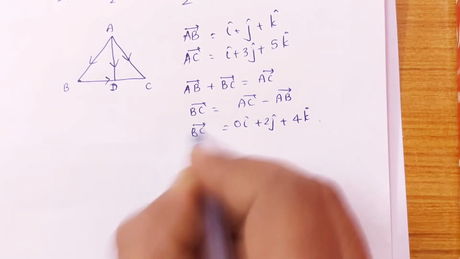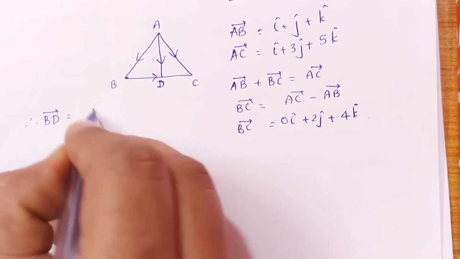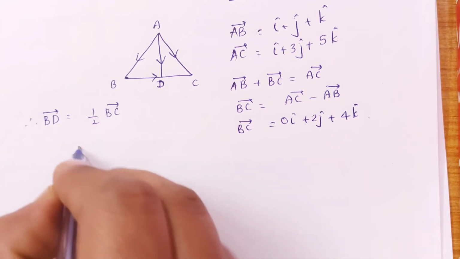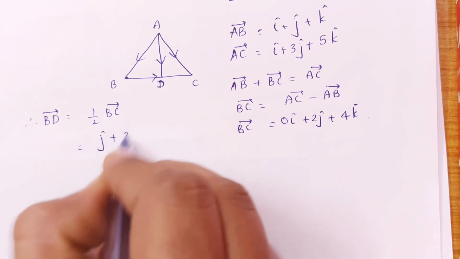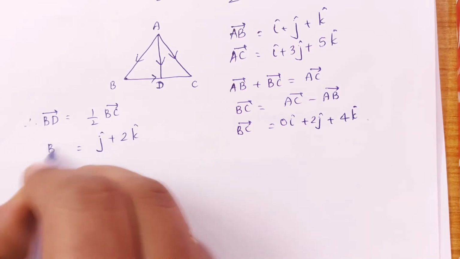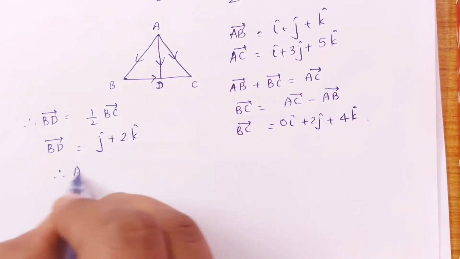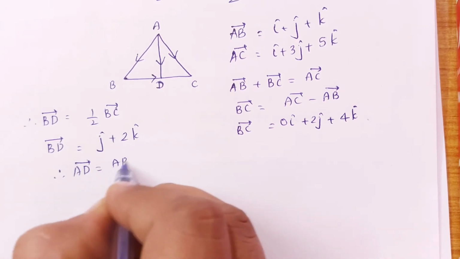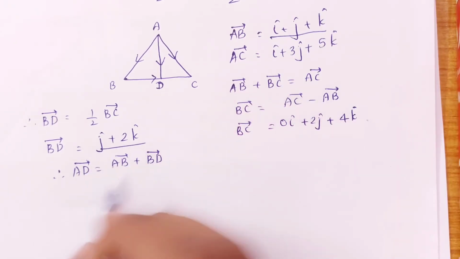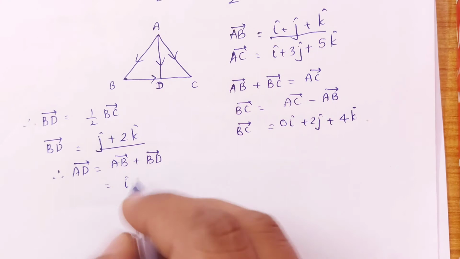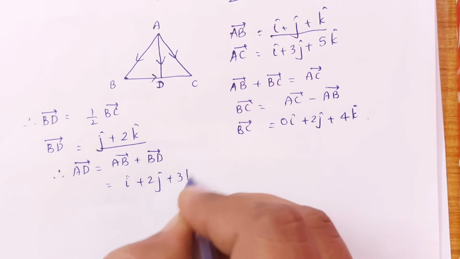If this is BC vector, BD vector will be half of BC vector. So we will get j cap plus 2k cap. Clear? That is BD vector. Therefore, AD vector will be AB vector plus BD vector. Adding these, j plus j is 2j and k plus 2k is 3k. So this is AD vector.